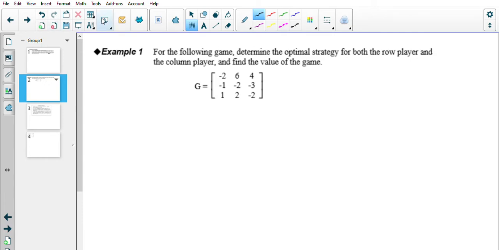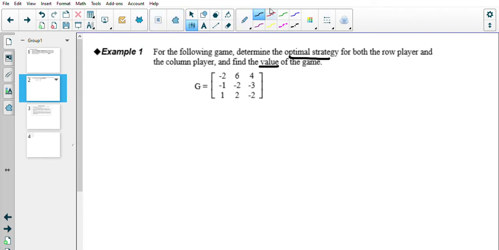Okay, so we've got a game with the game matrix G here. As you can see, it's a 3x3 game. So we have two players with three choices each. And our task is the same as it's always been. For the following game, determine the optimal strategy for both the row player and the column player and find the value of the game.